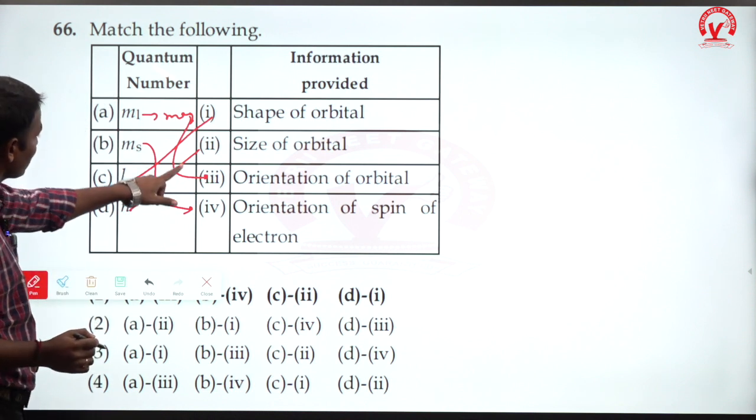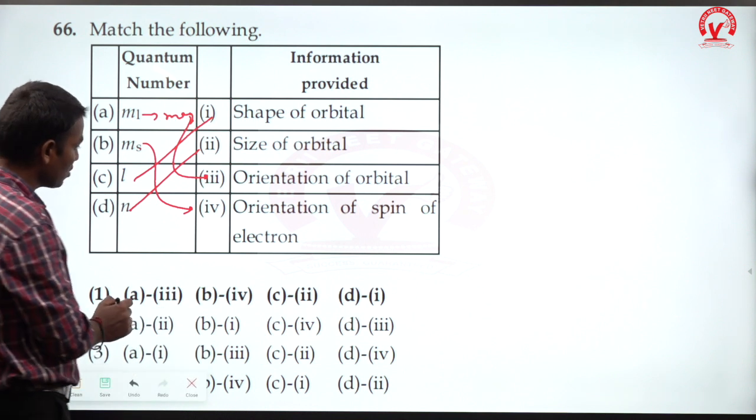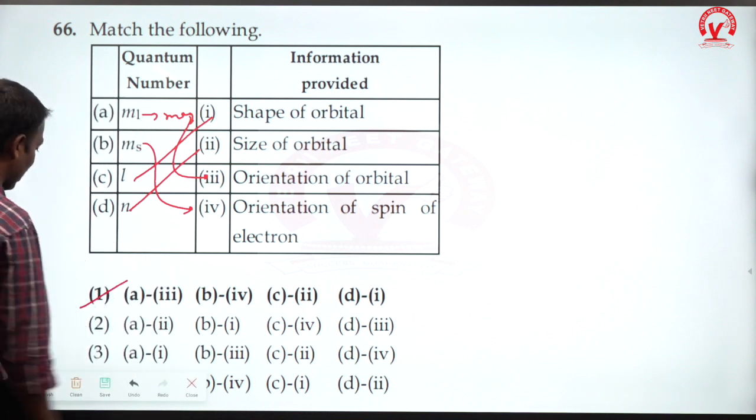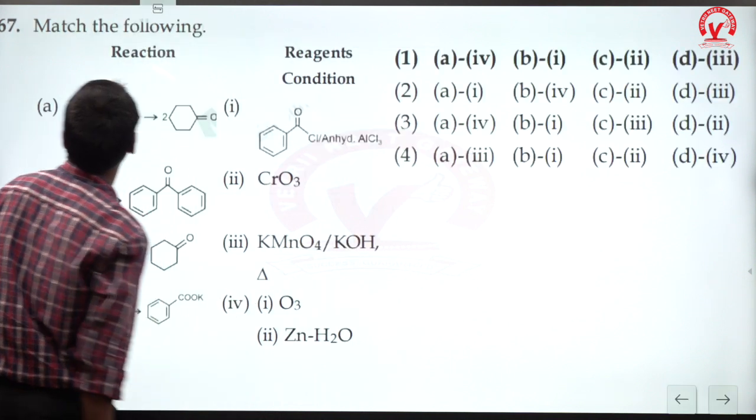So A is 3, B is 4, right? So C is 2, D is 1. Yes, option 1 is the correct answer. Right? Then move on to the next question.